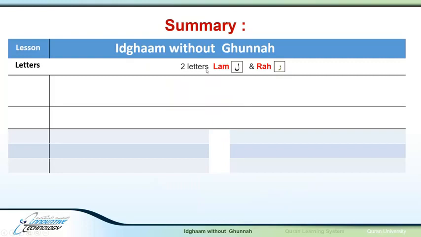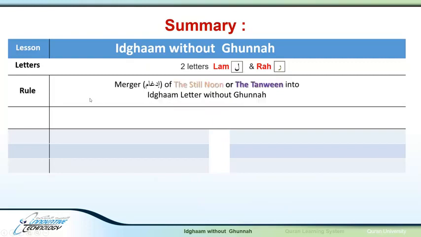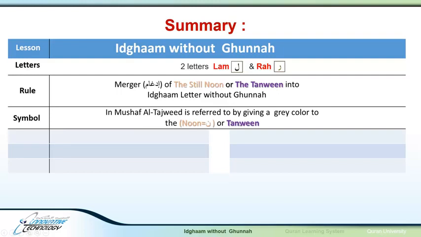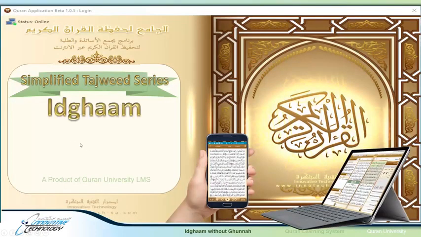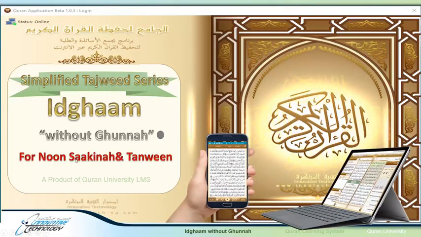There are two letters for idgham without ghunna, the lam and ra, and the rule is to merge the still noon or the tanween into the idgham letter, the lam or ra, without ghunna. It's symbolized in Mushaf al-Tajweed by giving gray color to the noon or the tanween, as we see here. Then we give examples for each of the lam and ra, for the noon sakinah and for the tanween, and we explained each one in detail. With that summary, we reach the end of this lesson on idgham without ghunna for noon sakinah and tanween.